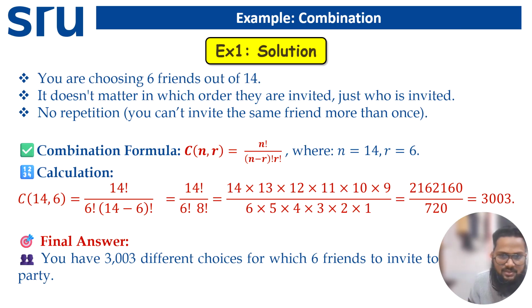So I have the solution here. It will be nothing but 14 factorial divided by 6 factorial into 8 factorial, because 14 minus 6 is 8. You just do the mathematical calculation, it is very easy. So the final answer you are getting is 3003. If you have 14 friends in your friend circle in total, and you are inviting 6 friends, the total different choices you have to invite them is 3003. This is the beauty of combination.